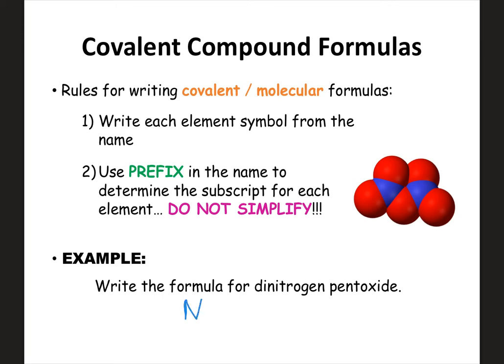And then pentoxide, remember the second element would end in IDE according to our naming rules, so oxide would just be O. And then the prefixes tell you how many there are of each. So if it's dinitrogen, that means there's two nitrogen. And if it's pentoxide, that means there's five oxygen. So N2O5 would be the formula for dinitrogen pentoxide. Again, it's a lot easier than ionic, and it's not that bad.